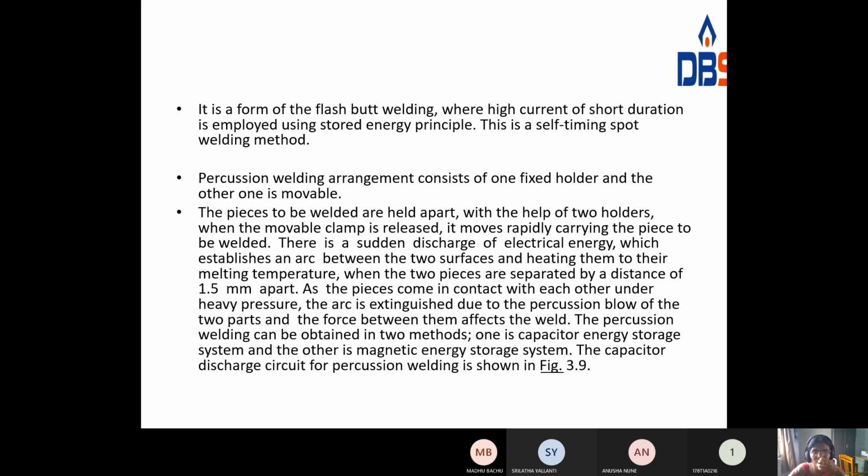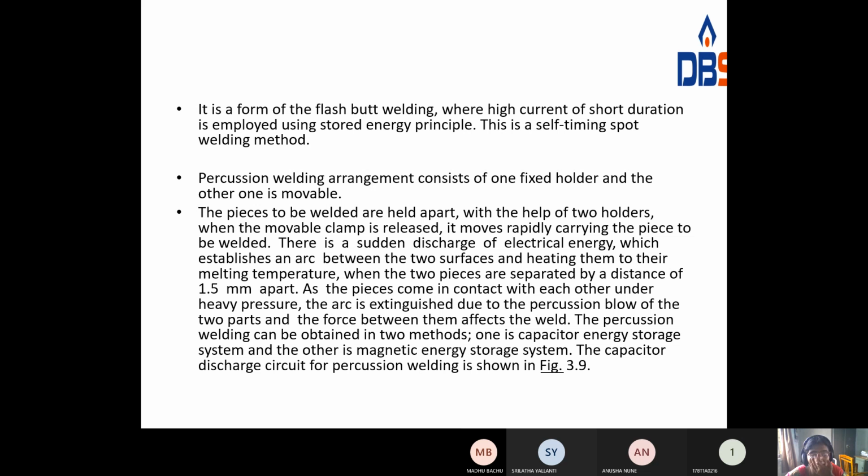Next one is percussion welding. The last one in butt welding is percussion welding. It is a form of flash butt welding where high current of short duration is employed using the stored energy principle.